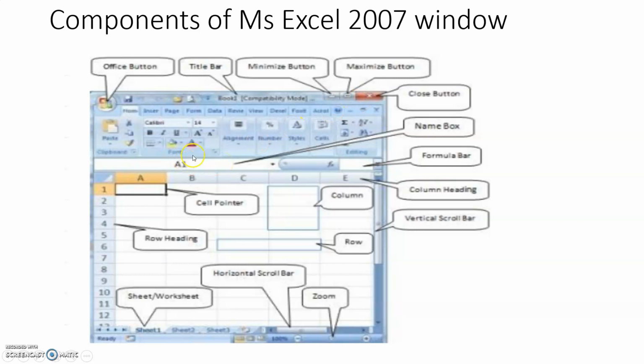Look at the bottom of the window. It is called a status bar. Status bar has a sheet tab. By default, Sheet 1 is the active sheet. See, the horizontal scroll bar is also in the status bar. See, the right side of the application window has a vertical scroll bar.